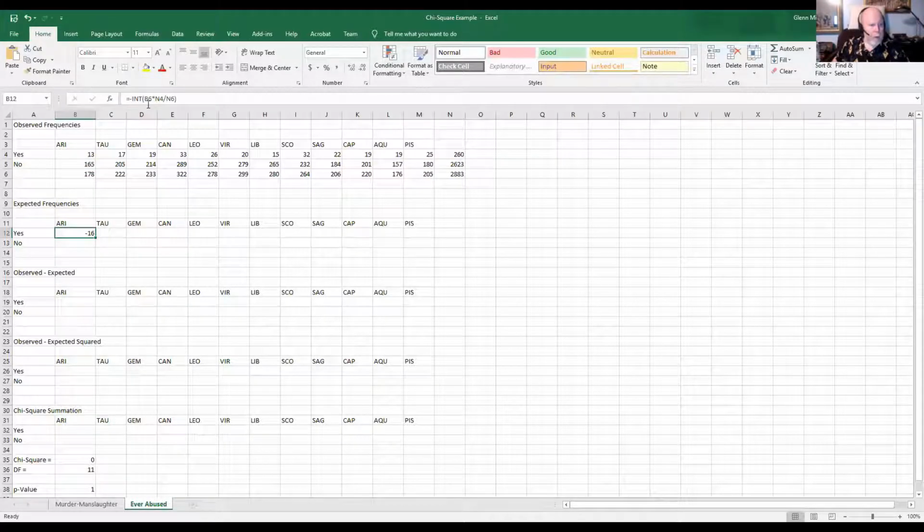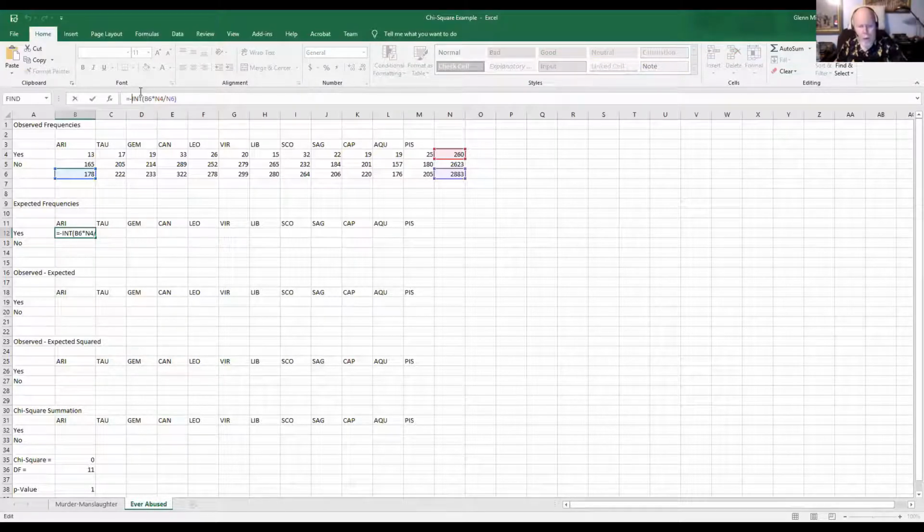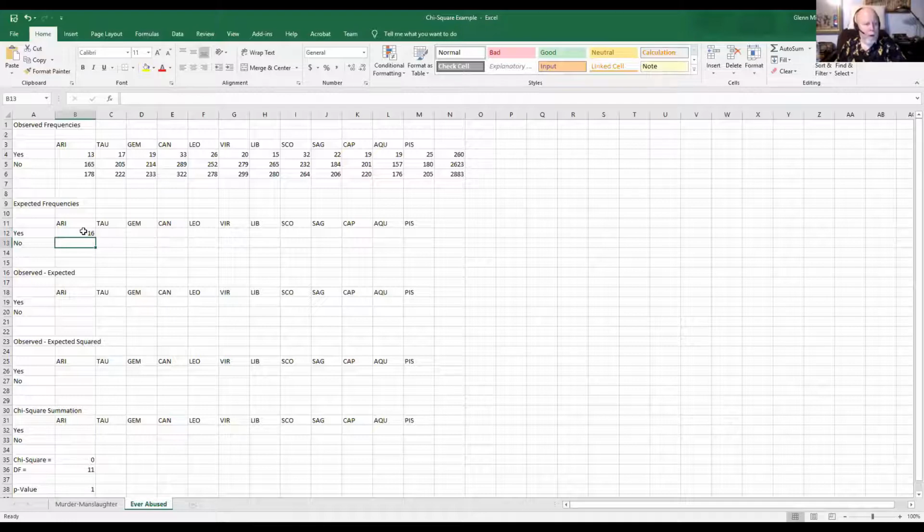Why is it saying minus 16? Int B6 times N4 divided by N6. I think in your formula you have equals, then you have minus int. Thank you. Oh, thank you, you're brilliant. I'm an Excel girl. There it is. All right.